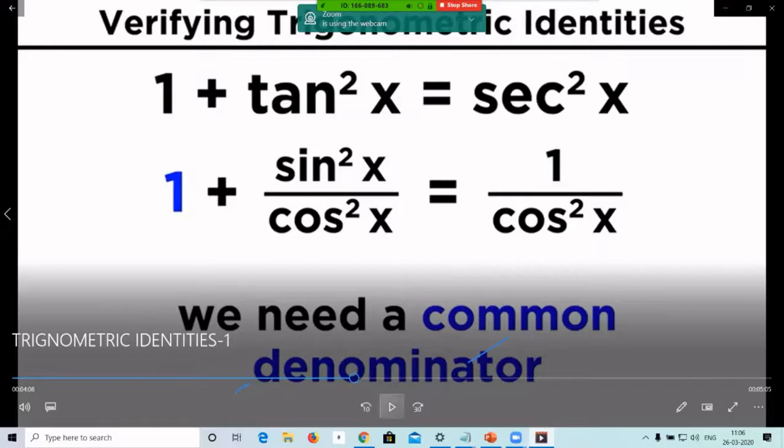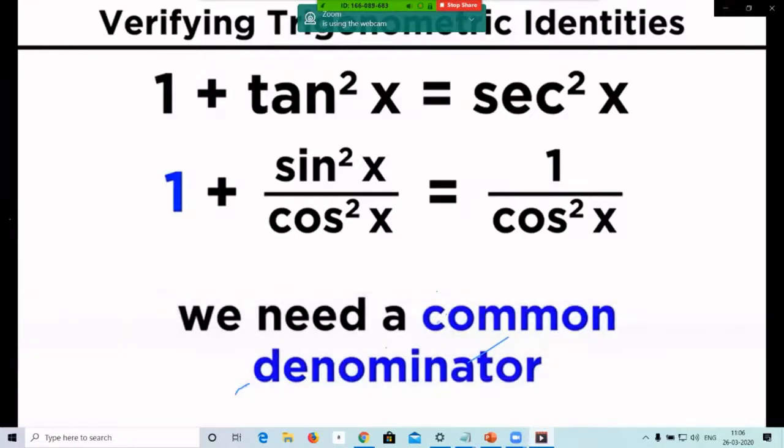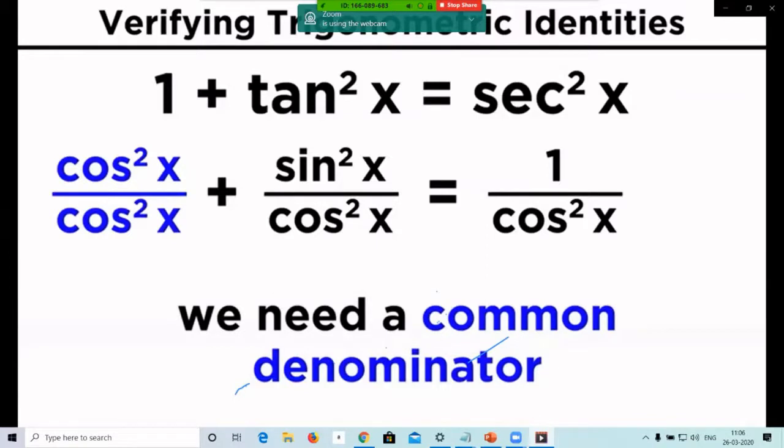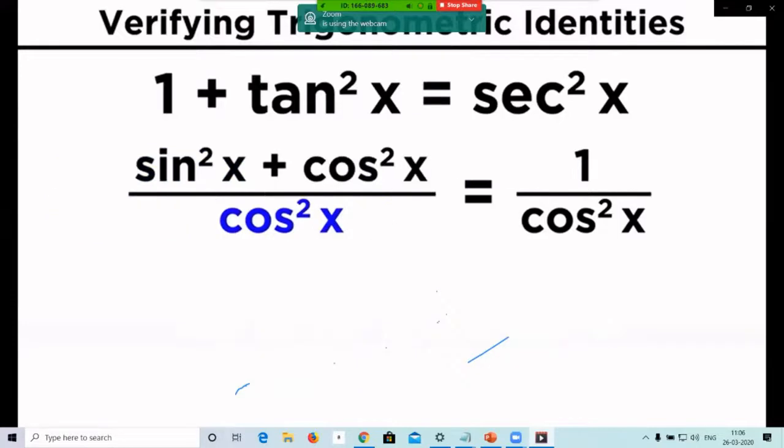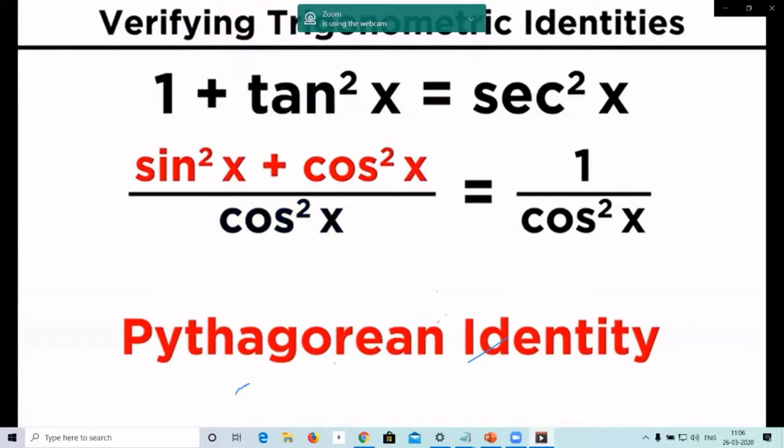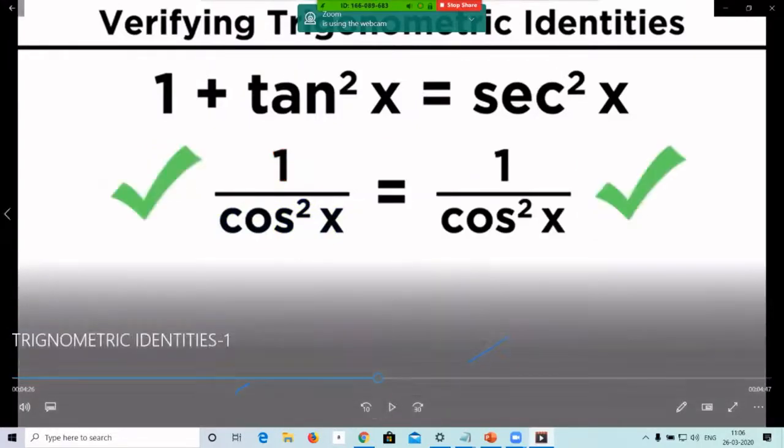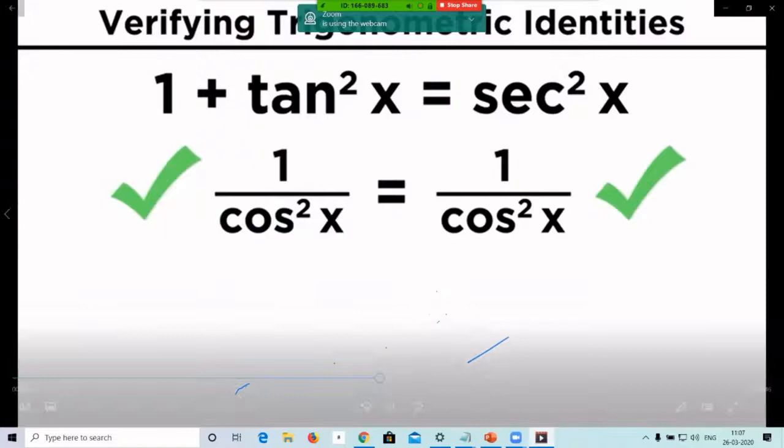So now use your fraction logic and solve this. Express 1 as cosine squared over cosine squared. Now we can add them together, and we get sine squared plus cosine squared over cosine squared. Well, let's recall that sine squared plus cosine squared equals 1. That is called the Pythagorean identity. And so we could prove it. So there we have it.